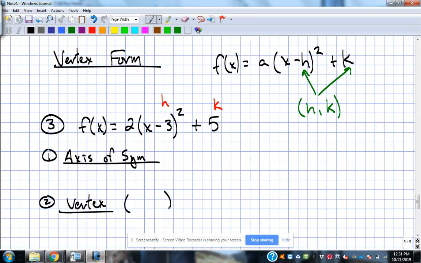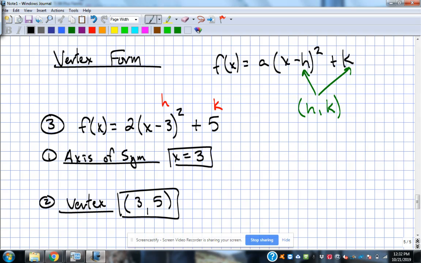The vertex, 3, 5. The opposite of what's on the inside of the parentheses, so that's a -3, so that's going to be a +3. Then the same as the stuff on the outside, so a +5, that's going to be a +5. That automatically means that the axis of symmetry is x equals what? 3. We get those two things for free if it's in vertex form.